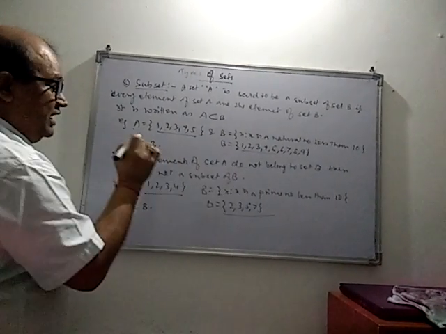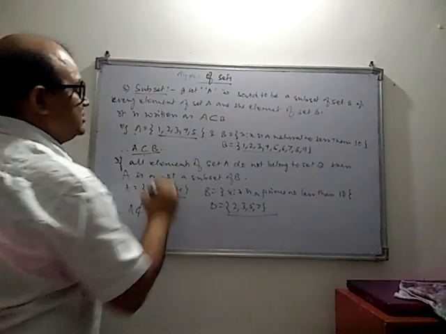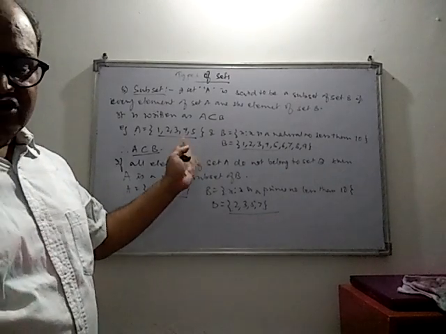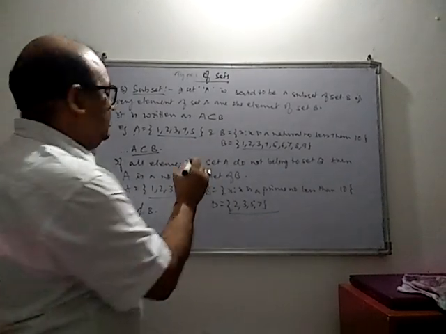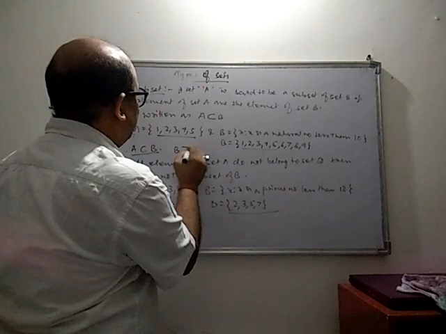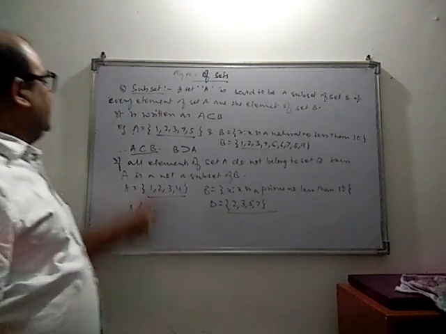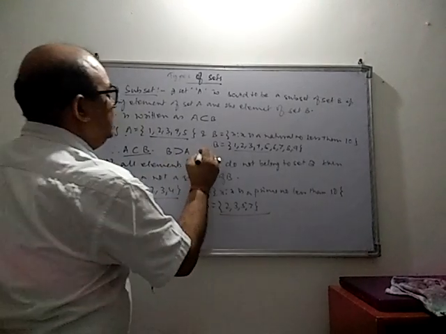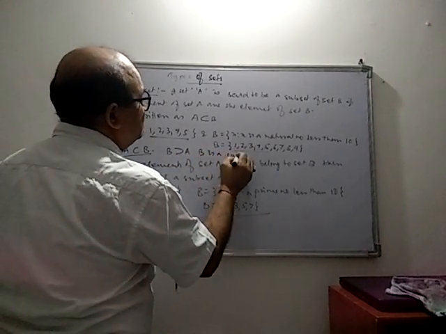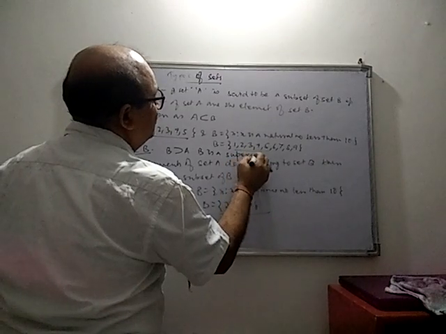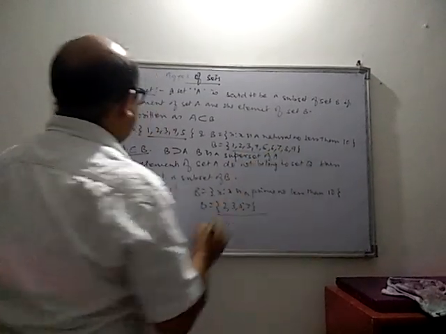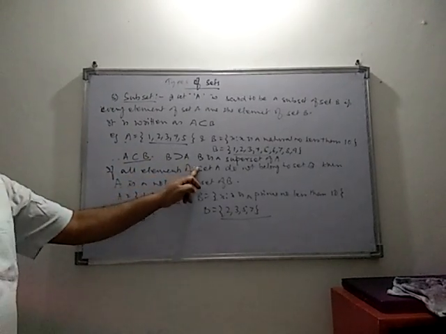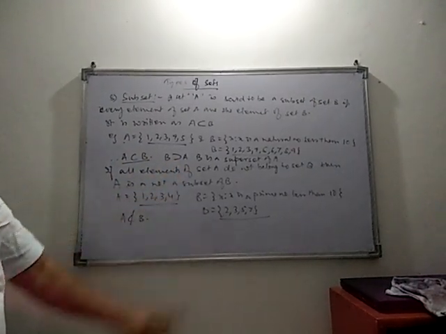Now, in the earlier case, since all elements of A belong to set B also, A is the subset of B, and B is called the superset of A. Here A is the subset of B and B is the superset of A. If A is a subset of B, then B is a superset of A, as this symbol shows.